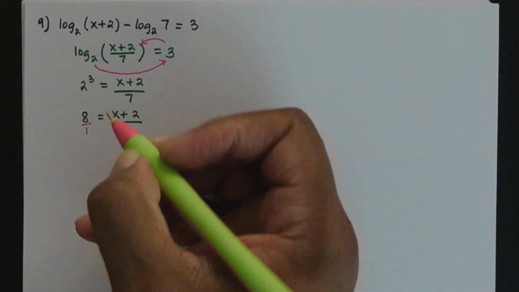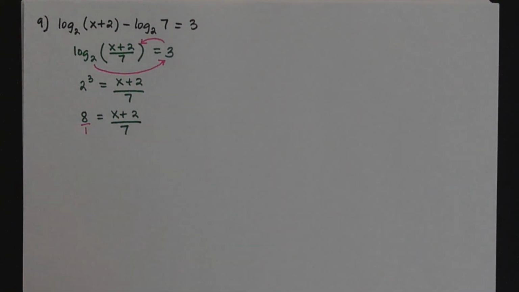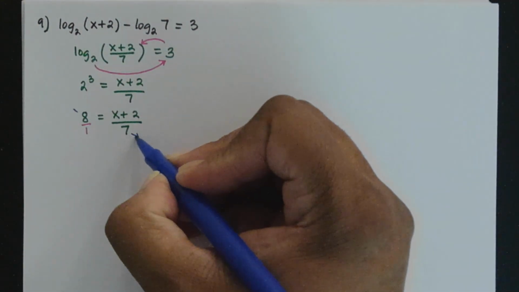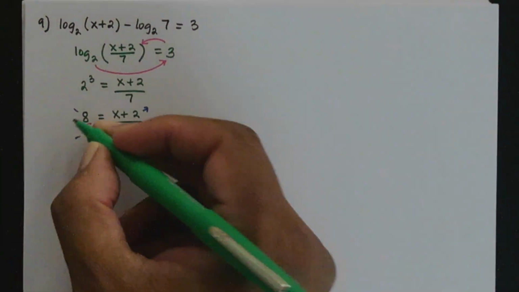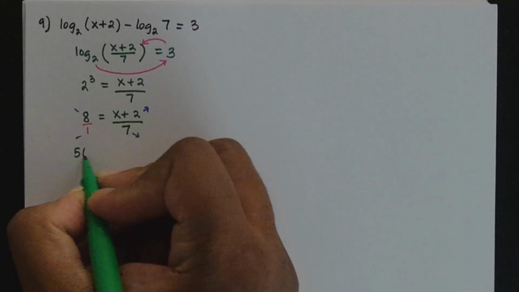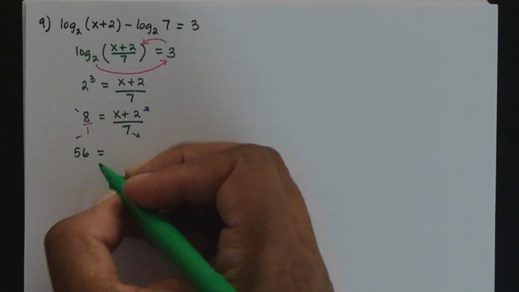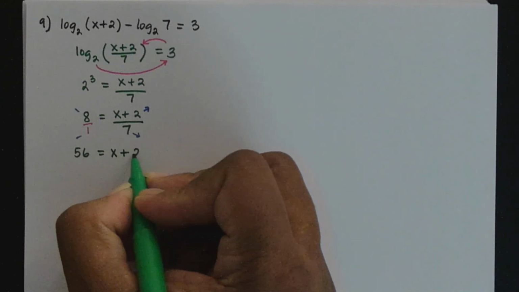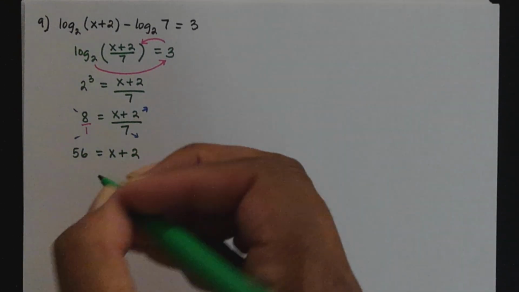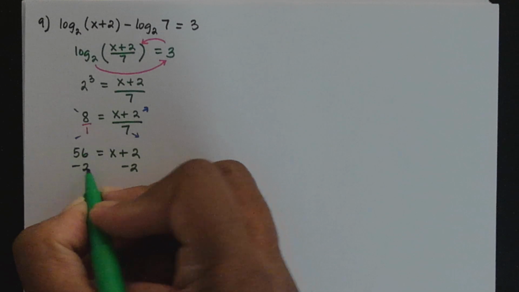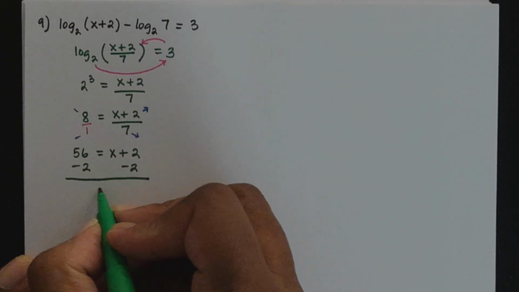And you know what I'm going to do here? Put the 8 as 8 over 1. And that'll be equal to x plus 2 over 7. And then I'm going to do some cross multiplication here. I'll do 8 times 7, and that'll be equal to 1 times x plus 2. So here 8 times 7 would be 56. And then 1 times x plus 2 ends up being x plus 2. So I get 56 is equal to x plus 2. And then to get x by itself, I'm adding 2, so I need to subtract 2.